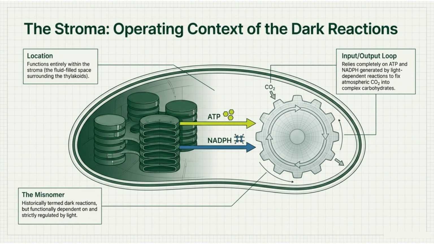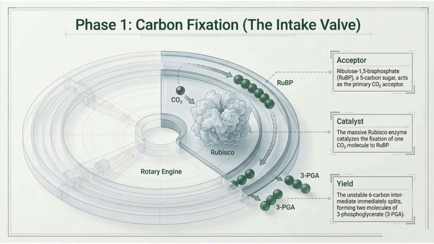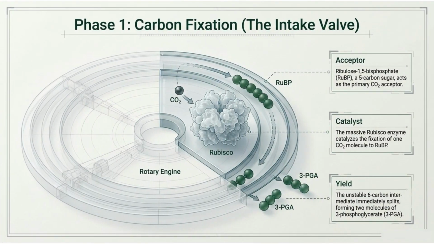It operates as a continuous input/output loop, relying completely on the energy currency generated by light-dependent reactions. By consuming ATP and NADPH, this fluid-filled space serves as the physical factory floor, where atmospheric carbon dioxide is transformed into complex carbohydrates. Phase 1 acts as the system's intake valve.